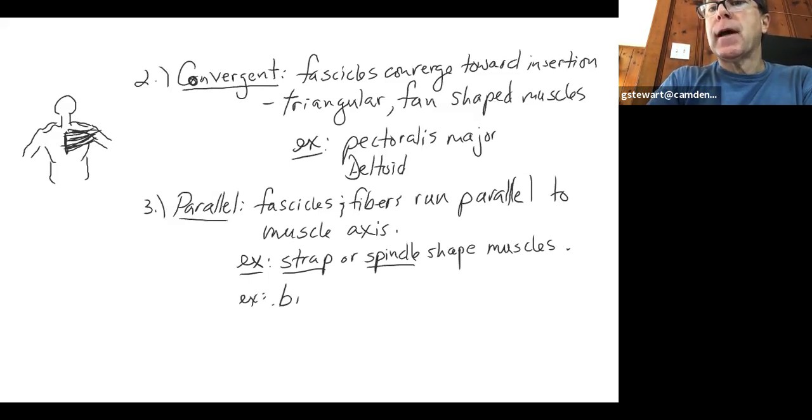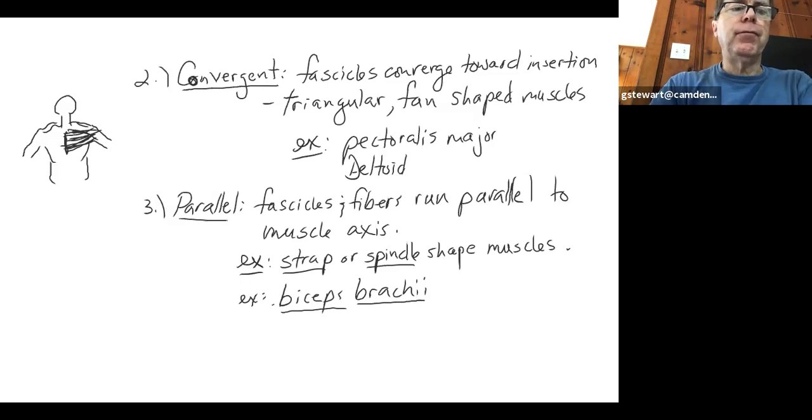The biceps brachii, the one that we've used as an example a few times already today, is considered a spindle-shaped muscle. A strap muscle would be something like the sartorius muscle. I know you don't know all of these muscles, but a classic strap-shaped muscle would be down here in the leg.